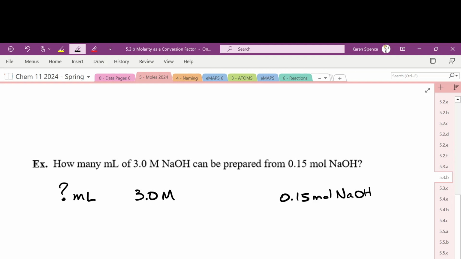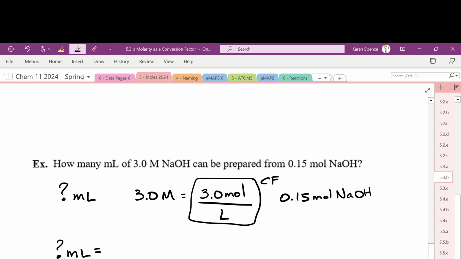Now, a couple of things that are going to make your life easier here. Firstly, what should we write 3.0 molar as? 3.0 moles over liters. The second thing that's going to make your life easier is if you say, I don't know how many milliliters I need, but this is your conversion factor. Molarity is the conversion factor. You are going to write it second.